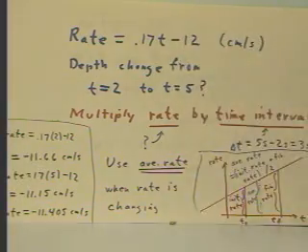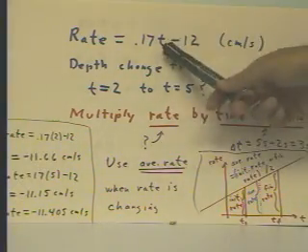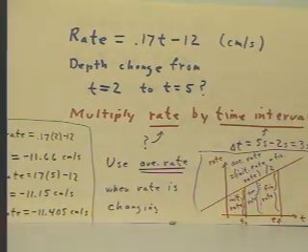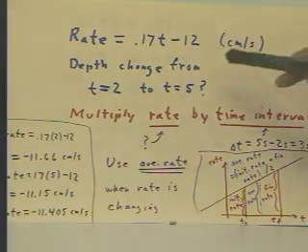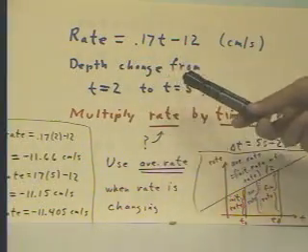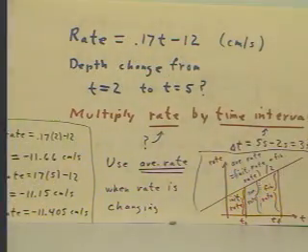clock time t, we just plug it in, if t is in seconds, and we get the rate in centimeters per second. And the question we want to ask is, what is the depth change from clock time t equals 2 to clock time t equals 5?